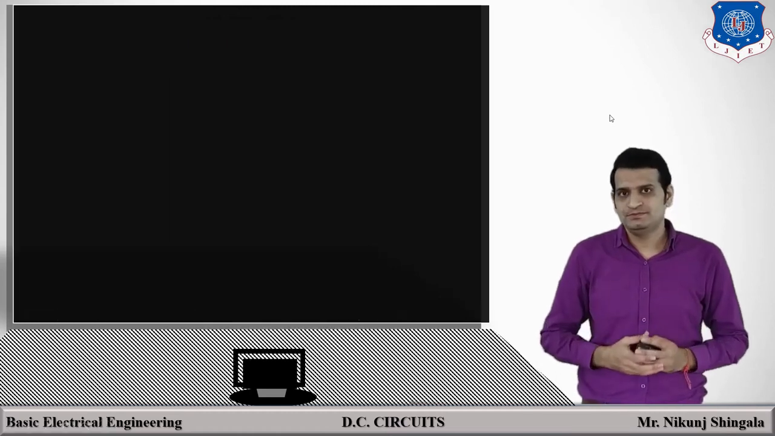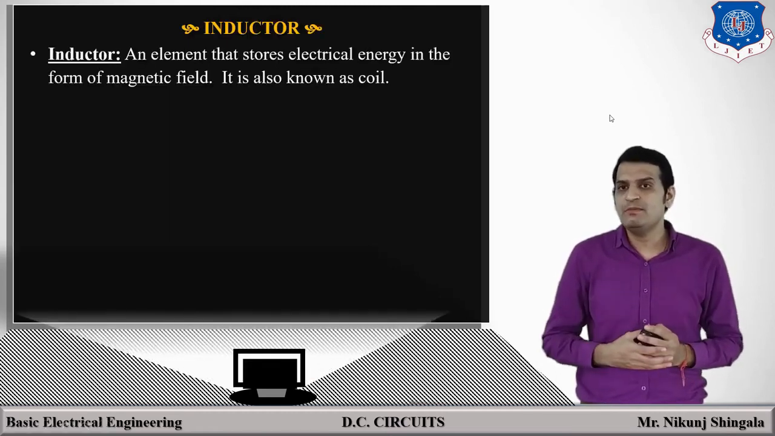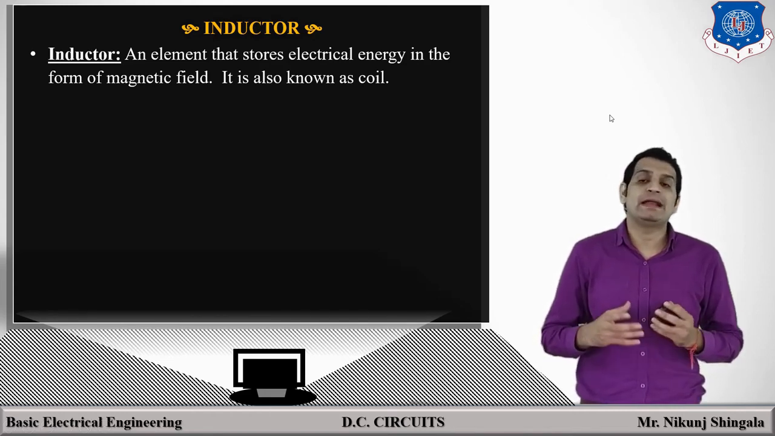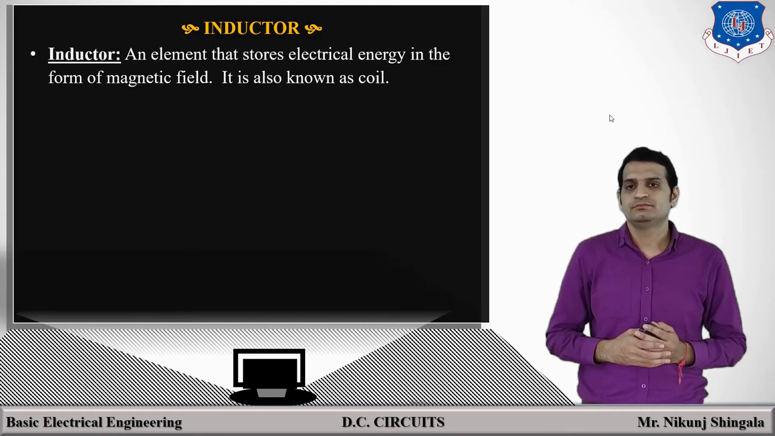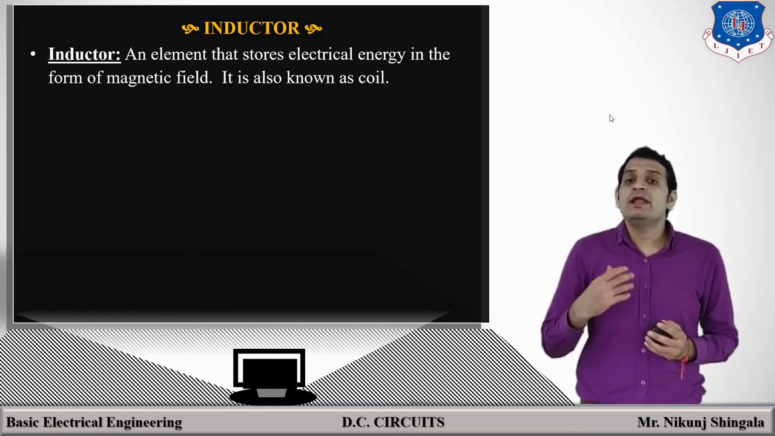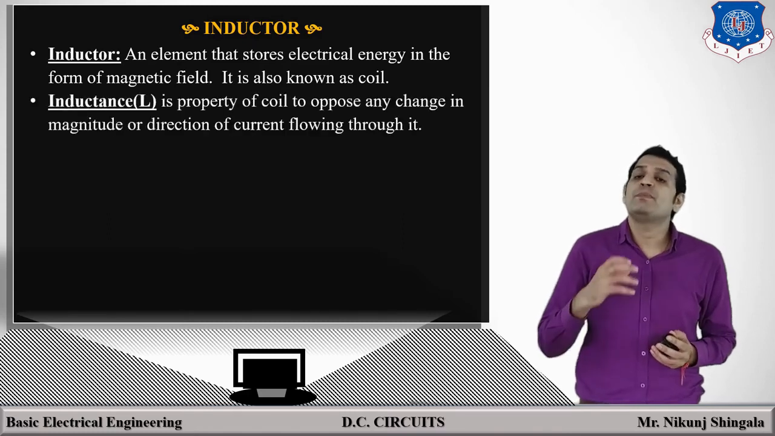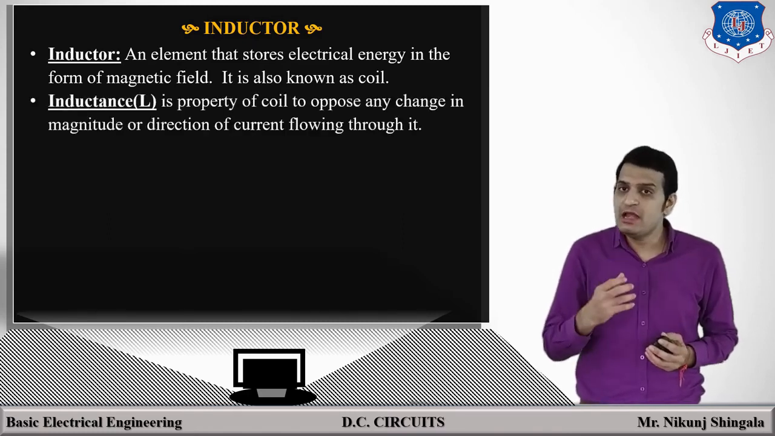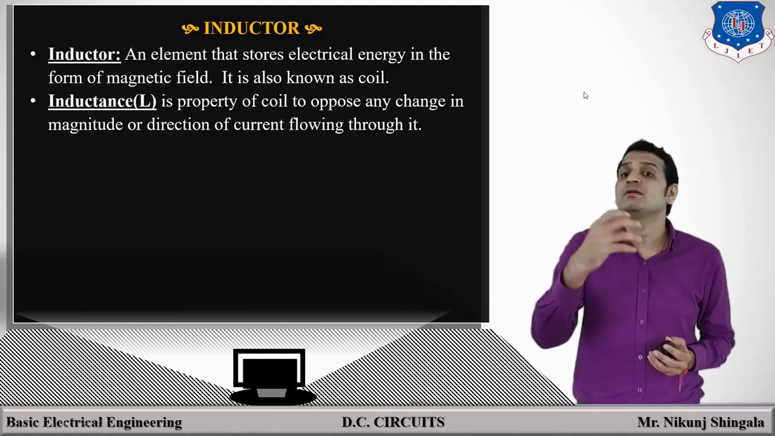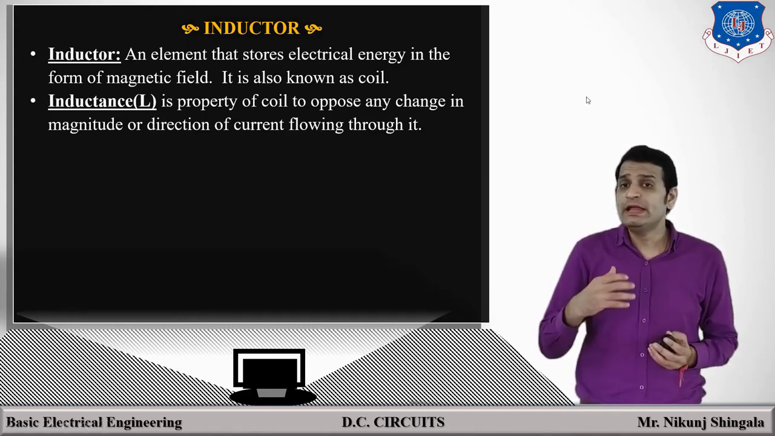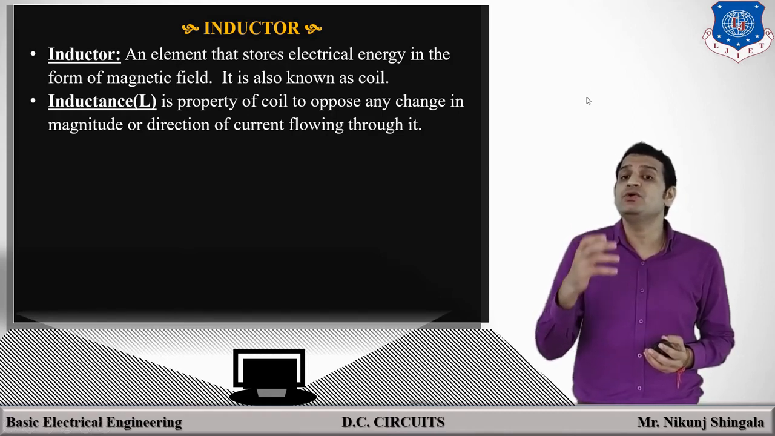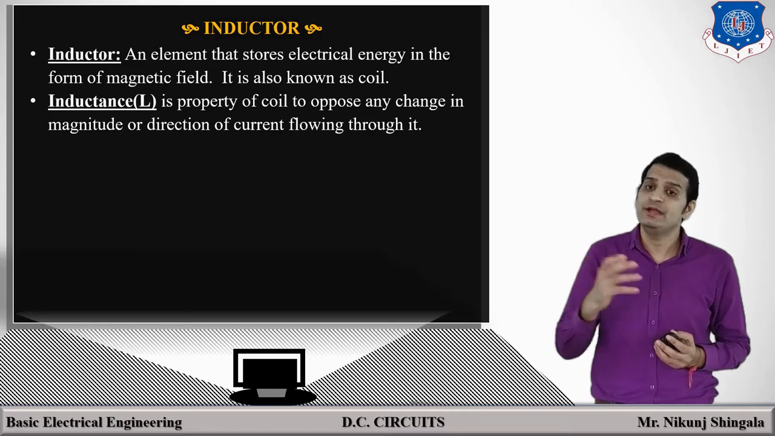Next one is an inductor. Basically it is an energy storing element. It is an element that stores electric energy in the form of a magnetic field. It is also known as a coil. Inductance L is a property of the inductor. Resistor is an element, resistance is a property. Inductor is an element, inductance is its property. So inductance is a property of a coil to oppose any change in the magnitude or direction of the current flowing through it.